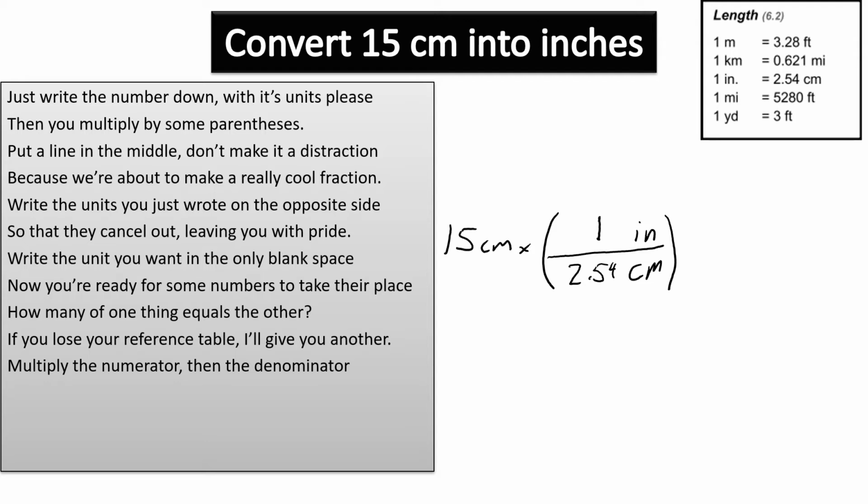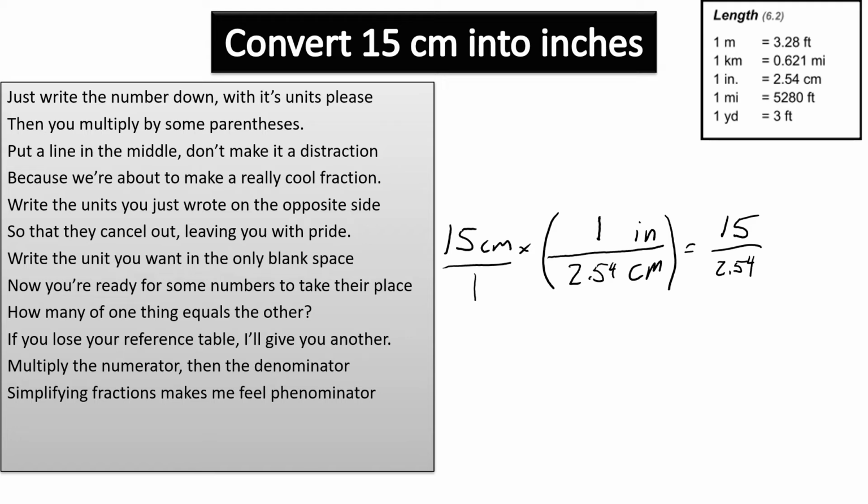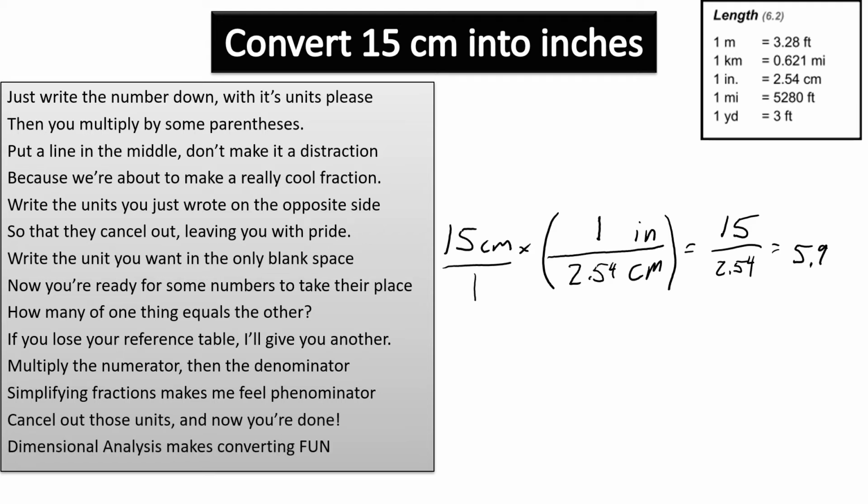Multiply the numerator, then the denominator. Simplifying fractions makes me feel phenomenator. Do you remember how to multiply two fractions together? You just do the numerator first. So 15 times 1 is 15. And then the denominator, 1 times 2.54 is 2.54. And then we simplify that by doing 15 divided by 2.54, which is equal to about 5.9055. Cancel out those units, and now you're done.